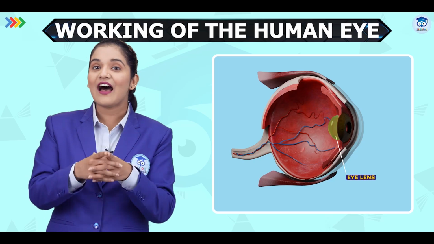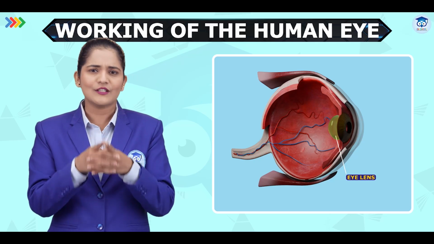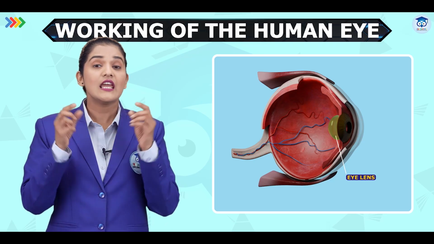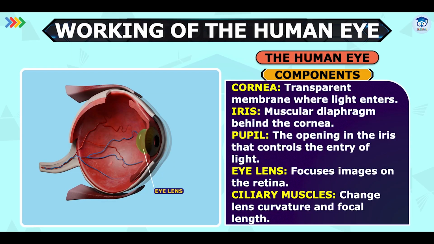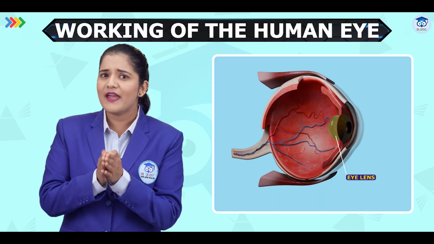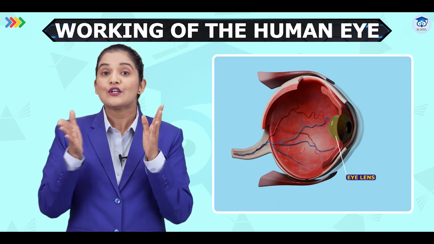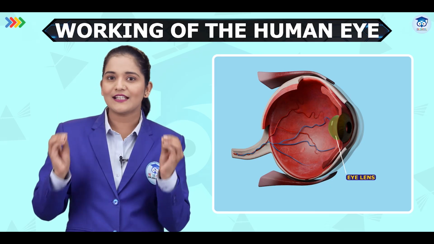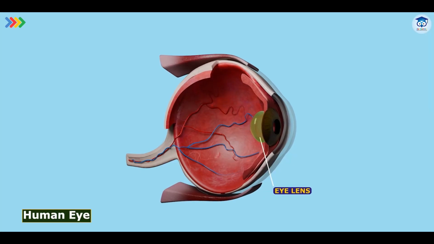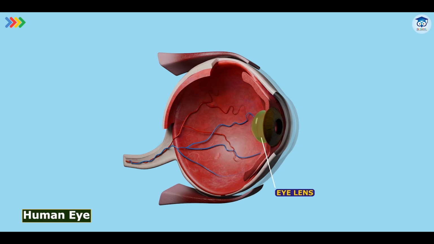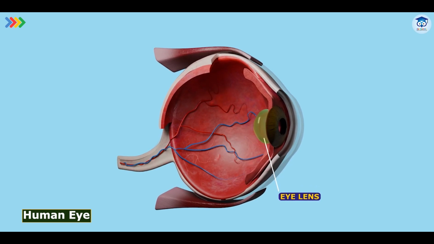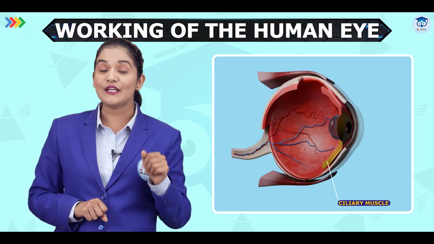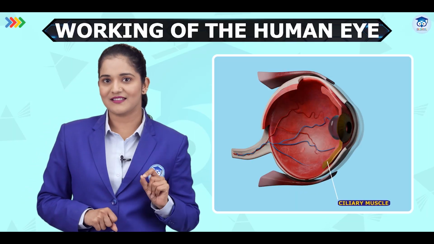Next is the eye lens. Its function is to focus light rays in such a way that a clear image is formed on the retina. This clarity is essential for proper vision. The eye lens bends the light appropriately so that the image falls exactly on the retina. We can also refer to this as the lens system of the eye, which helps us see objects clearly at different distances.